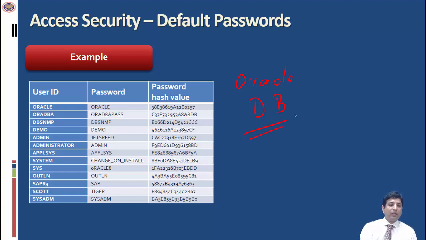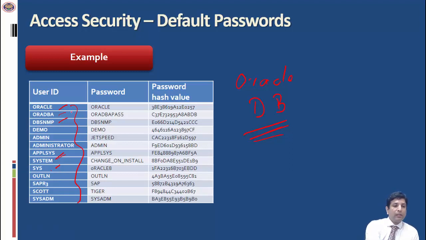As we can see here, there are several user IDs which are shipped at the time of installing or implementing a database. As we know, ERP works and stores data within the database. And when companies implement the database, there are several user IDs which are created. Some of them include Oracle, DBA, DBSNMP, and the important ones are SYS and SYSTEM. These are the admin IDs which we need to be careful about.